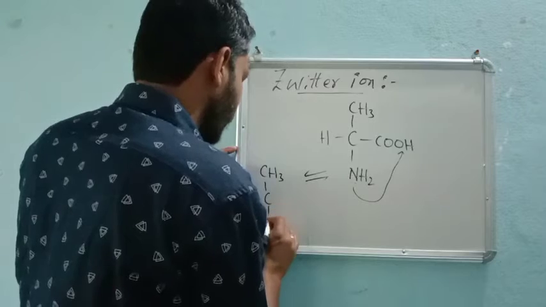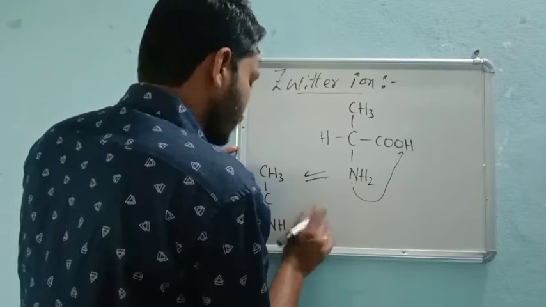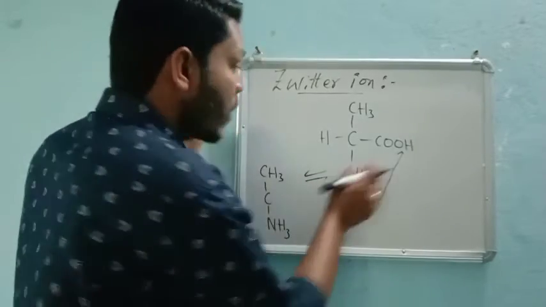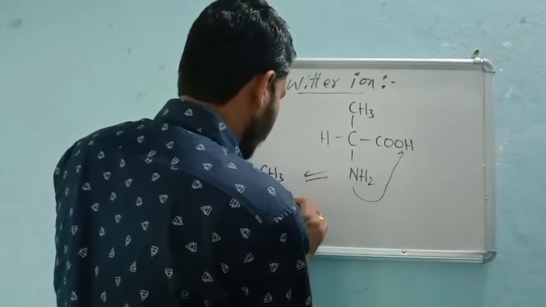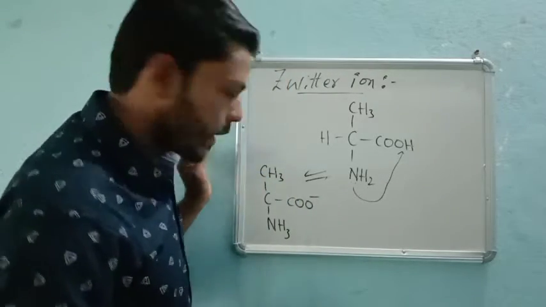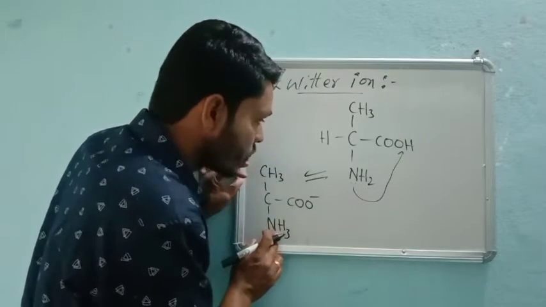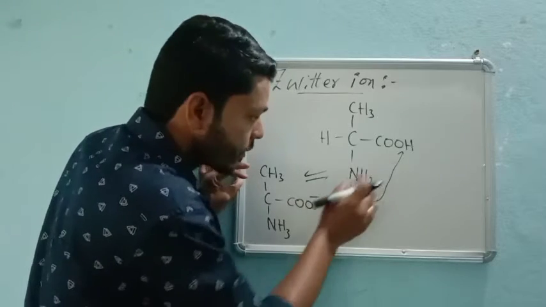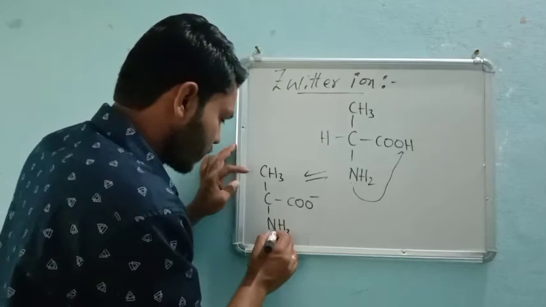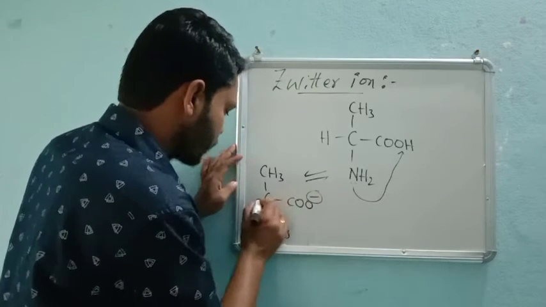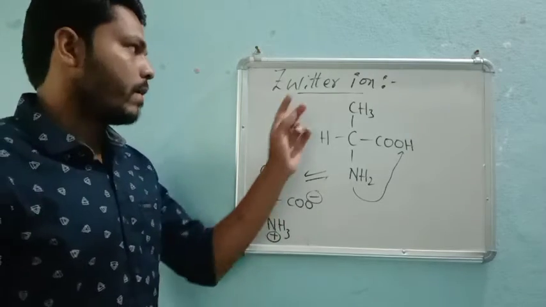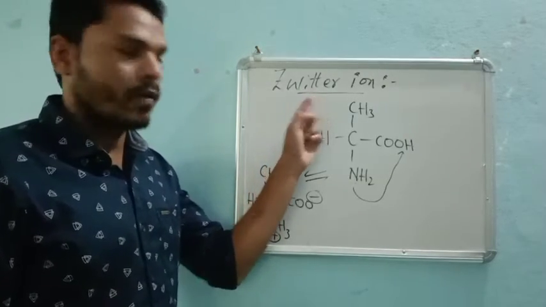Now what happens, NH2 becomes NH3. Why? Because one more hydrogen is coming. And COO has lost hydrogen, so it will get a negative charge because it is losing the electron, and the nitrogen dragging the hydrogen will get a positive charge. Very important. And H as it is. So I'm coming now towards this Zwitterion.